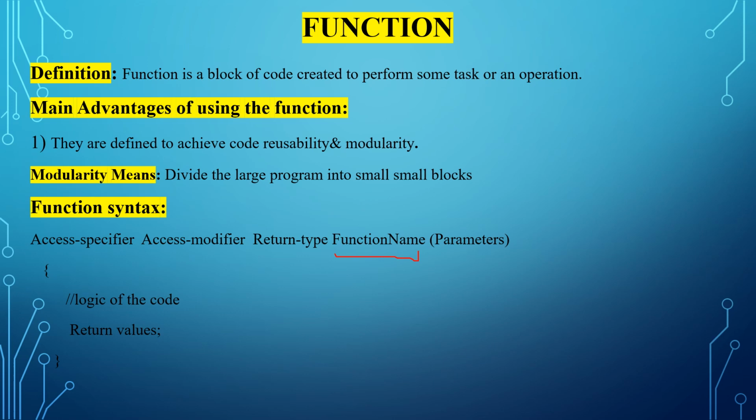First see the function syntax, then we will see the example in the next slide. In the function syntax, access specifier and access modifier are optional. If you are interested, we can write the access specifier and access modifier. Otherwise, the return type and function name are mandatory.